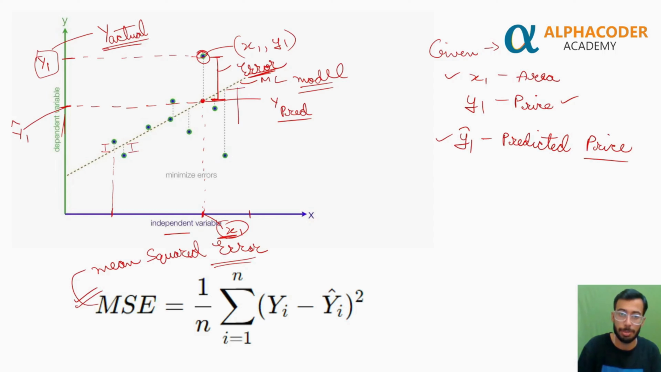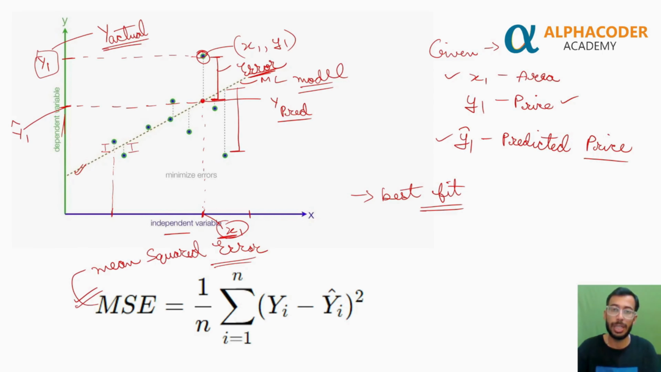For this point, this will be the error. So all these errors are what we need to minimize. Any machine learning linear regression line, whichever line gives the minimum error for all the data points, we will select that line. That would be called the best fit line, because that is fitting the data at the best possible level. So that line we will select.